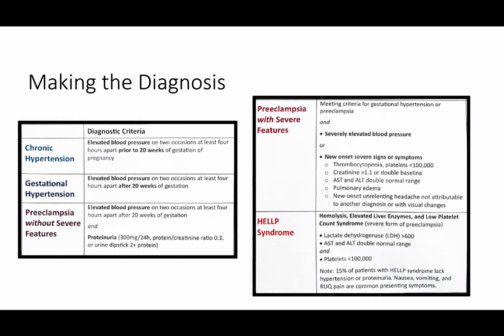So I will make a plug here for chronic hypertension, the first one. This is elevated blood pressure on 2 occasions, at least 4 hours apart. So that's essentially the diagnosis of elevated blood pressure. It becomes chronic when we diagnose it prior to 20 weeks. And I will say that I feel chronic hypertension is often missed in pregnancy and not picked up until we see some elevations later on in pregnancy.